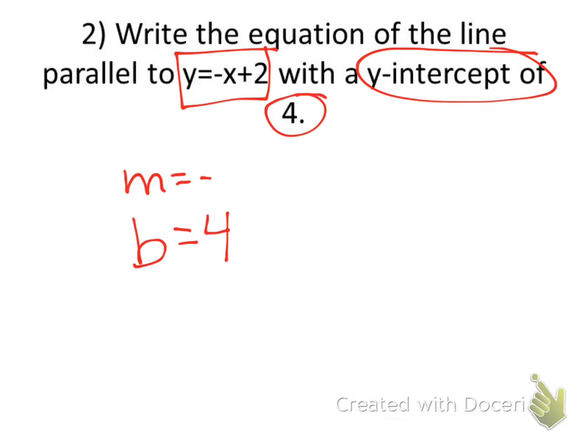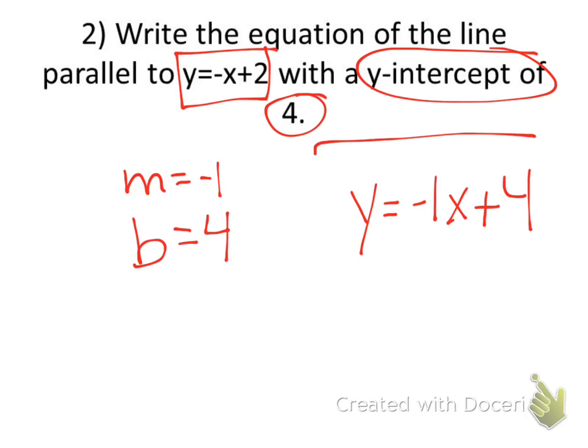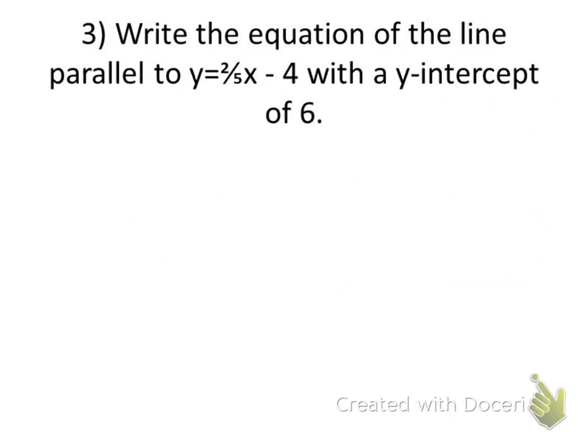Negative 1. I got that from this equation. When you don't see a number in front of the x, we know there's a 1 there. In this case, it's a negative 1. So my new equation will be what? y equals negative 1x plus 4. Don't forget the x. What are your questions?